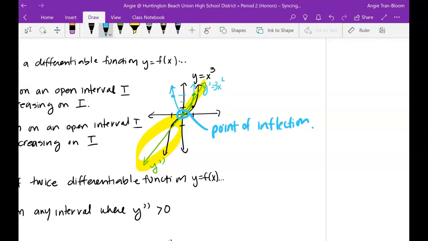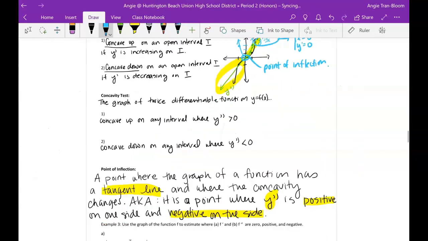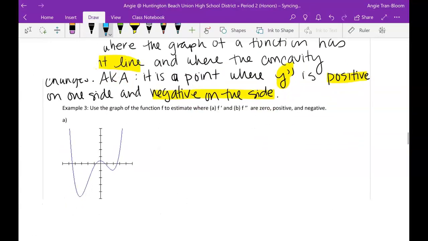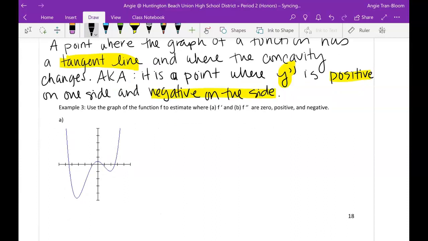So if I were to do the derivative test, which is this line, the derivative at that point is 0. When x is 0, y is 0, so y prime is 0. So the derivative is 0 at the point of inflection. So let's do example 3.